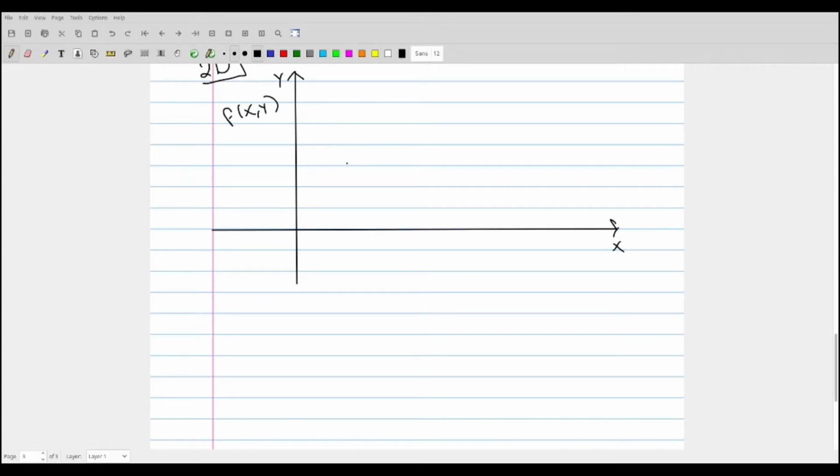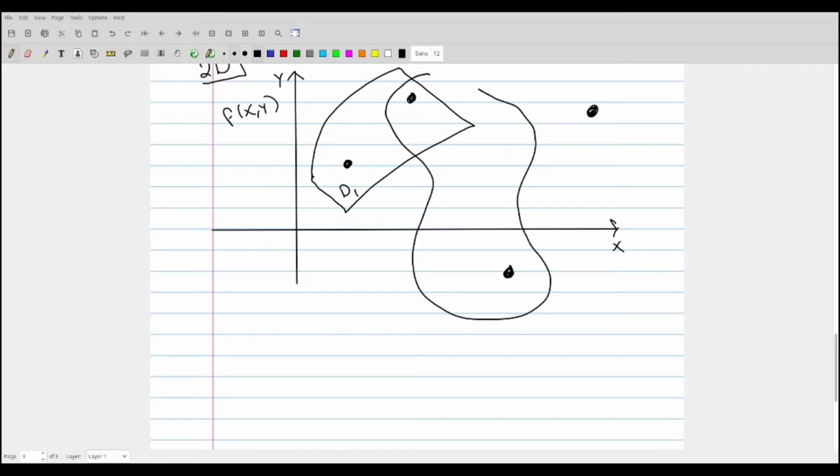So let's say we have some function of 2 variables with 4 critical points. If you were to say pose an optimization problem on this domain, call it D1 here, in general, the solution on this domain D1 is going to be distinctly different than the solution to an optimization problem on this domain D2.